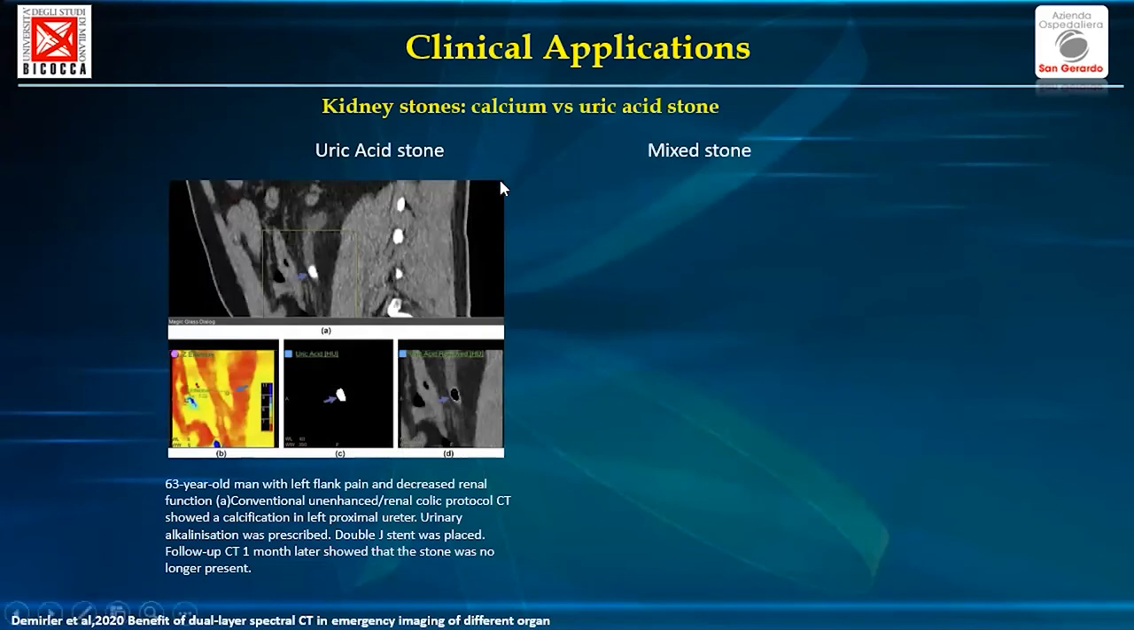Usually, kidney stones may be made of uric acid or of calcium oxalate. When we work with spectral CT, we are now able to create the uric acid maps that are able to analyze and highlight only the uric acid, typical of the stones. And so in this case, we can recognize the lesion that is hyperattenuating on an unenhanced CT scan. We could think that it's calcium, but it's uric acid.